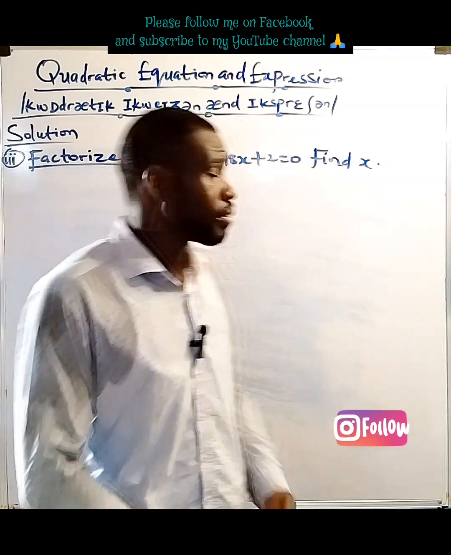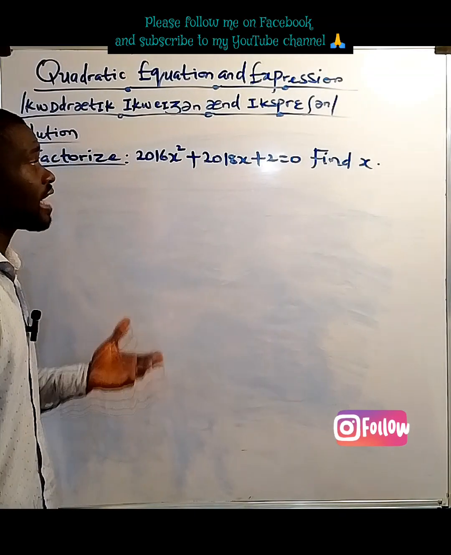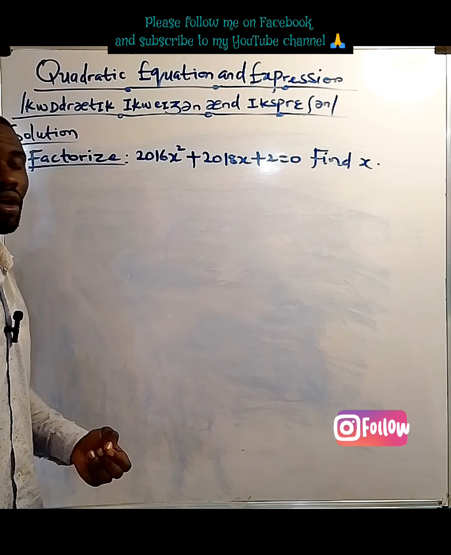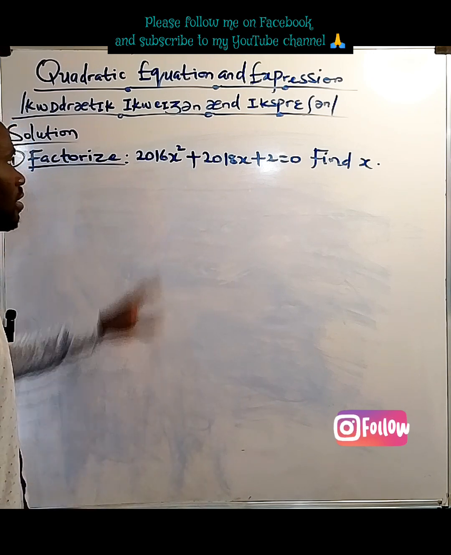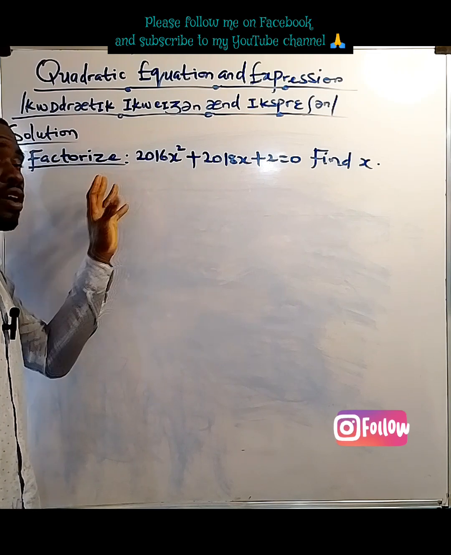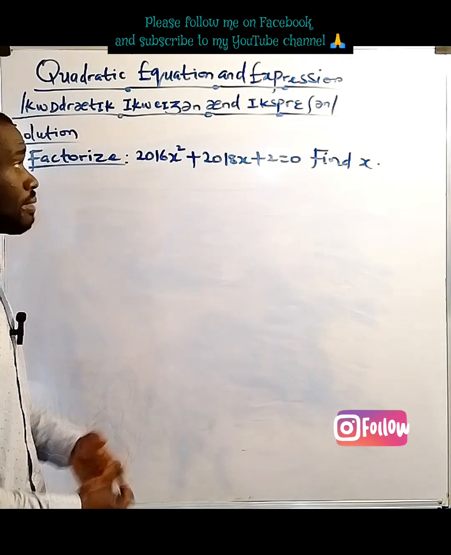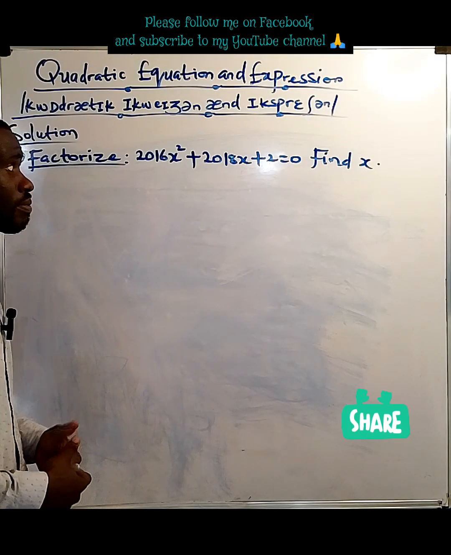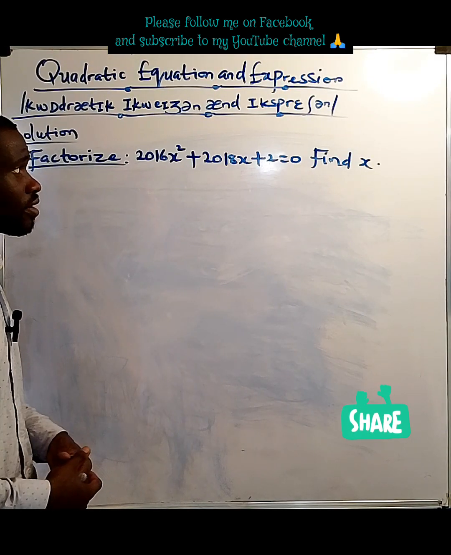Okay, you're about to look at the last question you're given as take home to test ourselves with. Now we are asked to factorize 2016x squared plus 2018x plus 2 equals 0, and we also have to get the values of x. This question is very much alike the American Olympiad math example we took in our previous lesson. So you're given 2016x squared plus 2018x plus 2 equals 0.